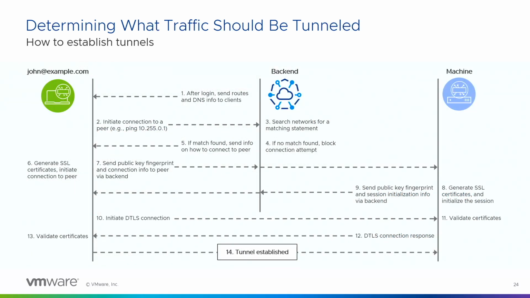So what does this look like from a double-click perspective? So just kind of resuming our journey here. The back end is going to send all the routes and DNS info to the client after login, and so that's how we know how to get the traffic on the tunnel. So when I try to initiate communication from john@example.com to that machine on the right, we need to first query the back end. Is this even permissible?